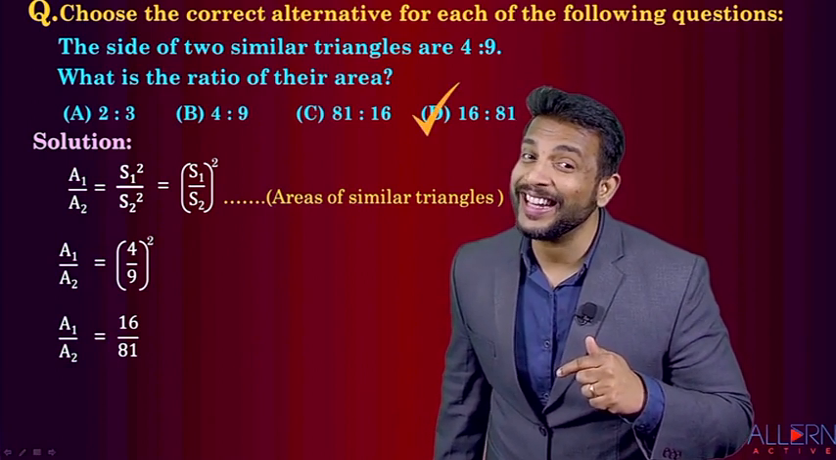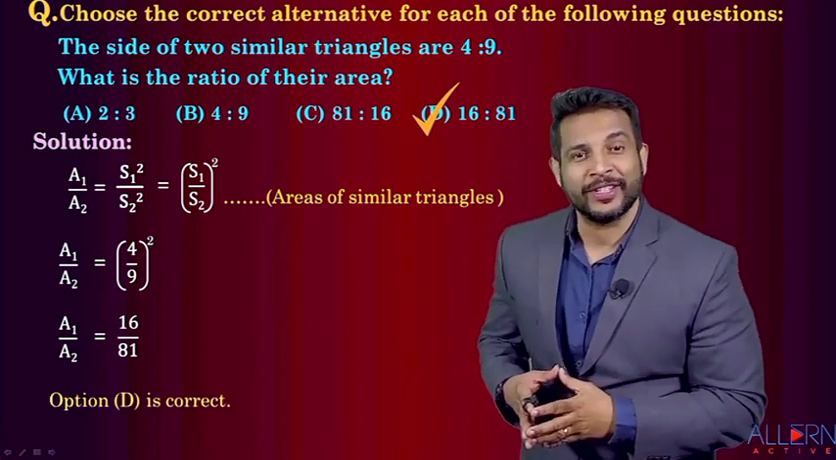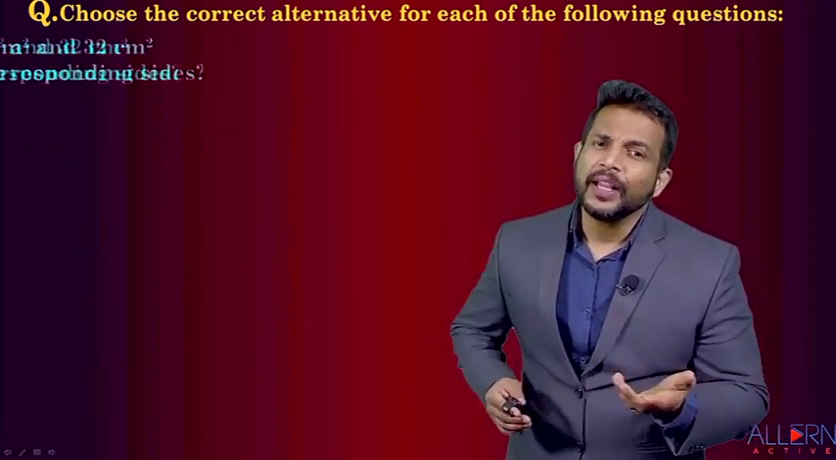And which one is that? That is D. So option D is the correct one. Wasn't that easy? Very simple sums there, right? Let's see the next one.